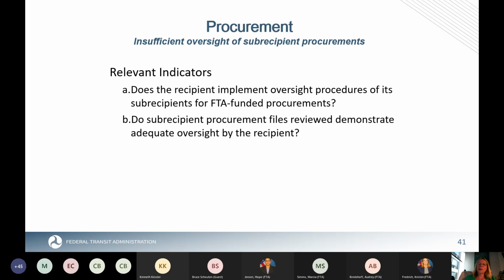Two indicators that are driving these deficiencies. First is, do you implement oversight procedures of your subrecipients? And B, is that oversight adequate? And so we're really going to look at the adequacy of that by looking at some of the procurement files that you had already reviewed to see if you caught or would have caught what we did when we looked at a same procurement that you have already reviewed.